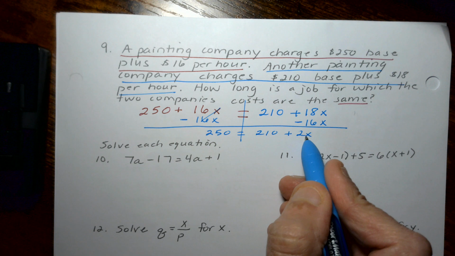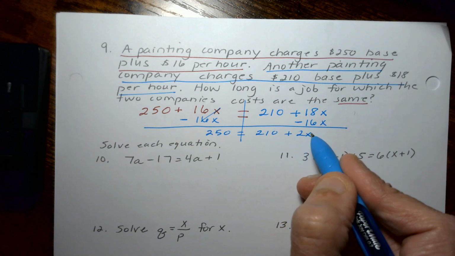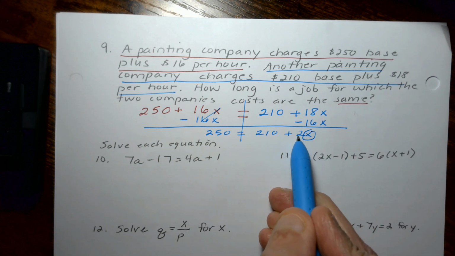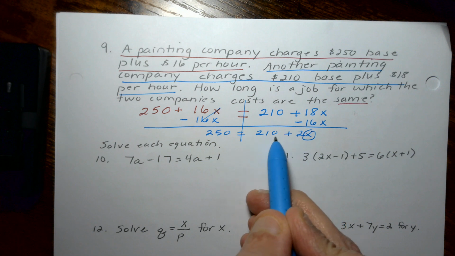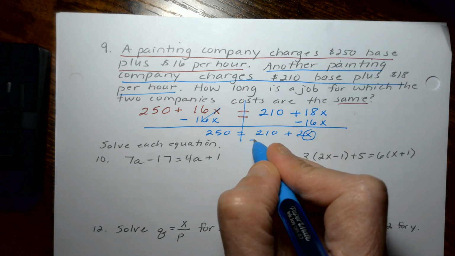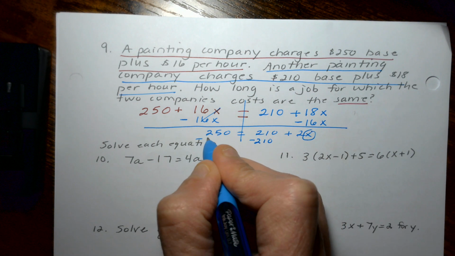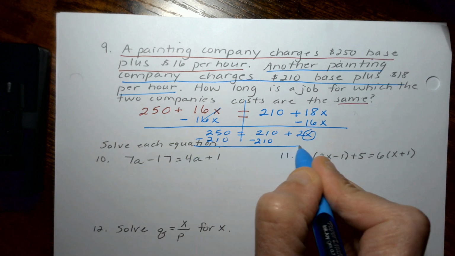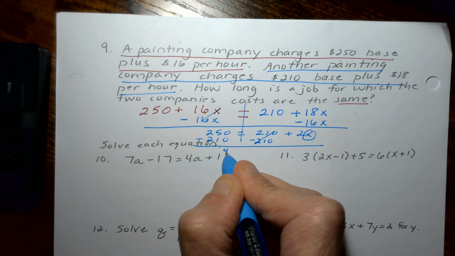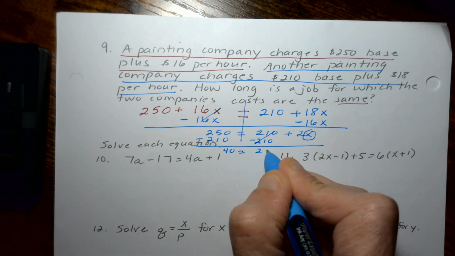So I got the x's together. Now I can continue solving. So I'm going to circle this. I got the 2 multiplied by it, and I got the 210 added. So the opposite of PEMDAS is SADMEP, which is add, subtract first. So we subtract these, we get 40 equals 2x.